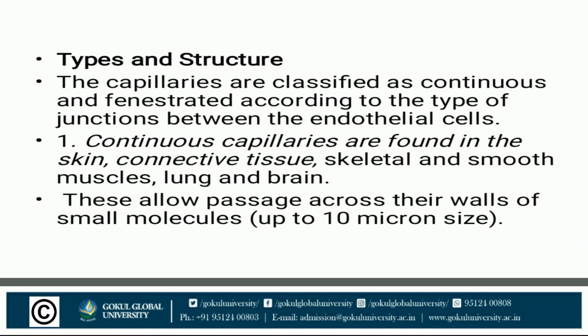Now types and structure of the capillaries. The capillaries are classified as continuous and fenestrated, fenestrated meaning perforated, according to the type of junction between the endothelial cells. Continuous capillaries are found in the skin, connective tissue, skeletal and smooth muscle, lung and brain. These allow passage across the walls of small molecules up to 10 micron size.